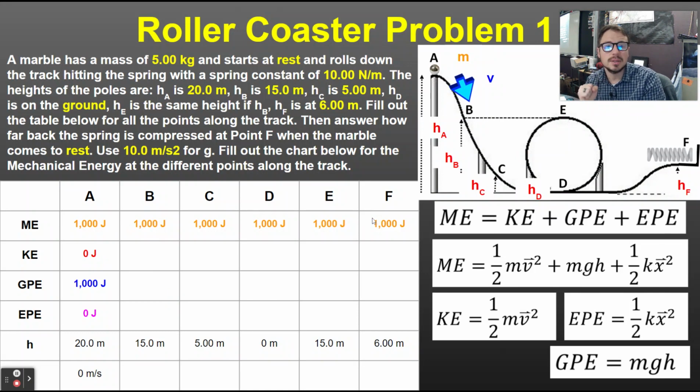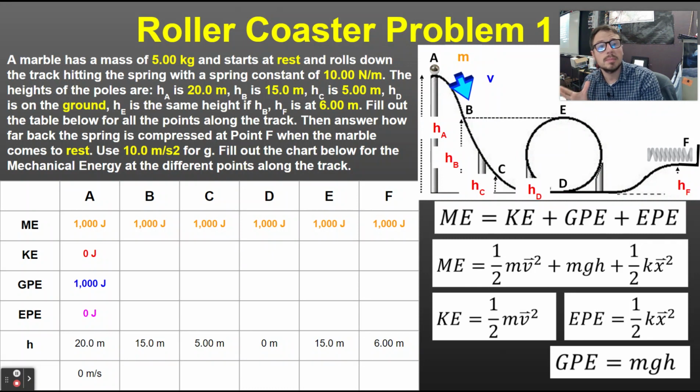The two things that cannot be done with energy: you cannot create it or destroy it. In this problem, we're assuming no losses to external forces, right? So it's not just these 6 points, it's every point along the track. I could make a chart 100 points long, and I know the mechanical energy is going to be 1,000.